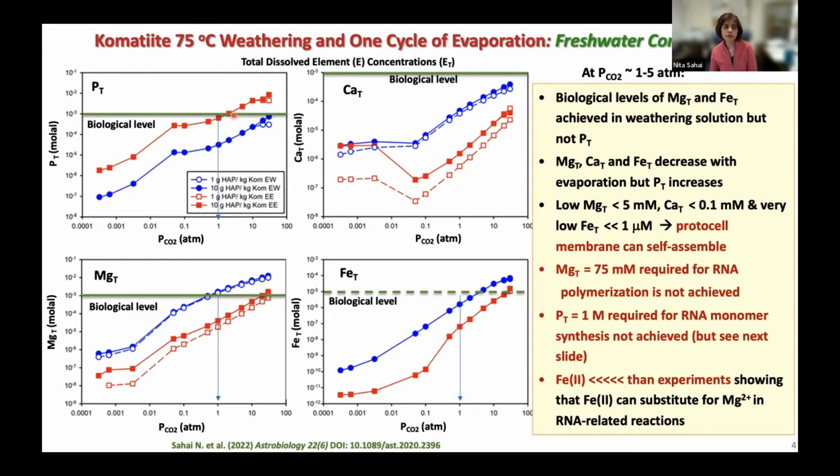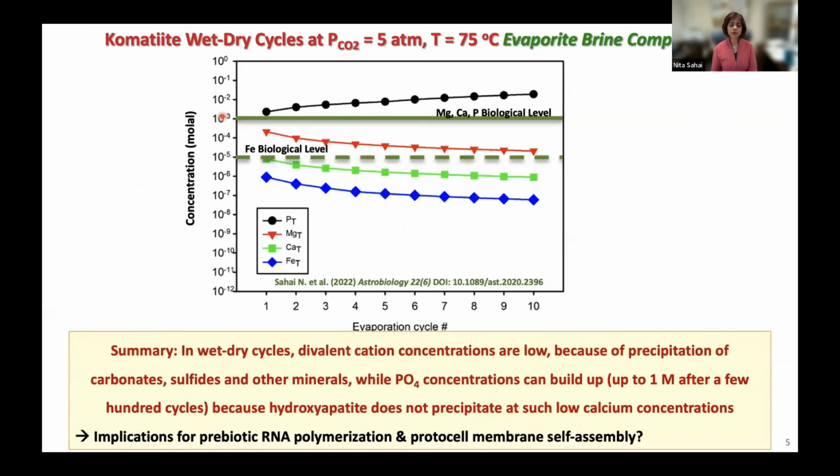The phosphate concentration is also fairly low, but it turns out that because you increase the concentration during precipitation, every time you do a wet-dry cycle, you can actually build up the phosphate concentration. As you can see over here, as you do numerous wet-dry cycles, after a couple of hundred cycles, you can build up the phosphate concentration to fairly high values, even up to about 100 millimolar to 1 molar, which might be important if you want to do the kind of nucleotide synthesis following Powner et al. So the take-home message is the atmosphere and the rocks around determine the relative availability of the ions and the minerals. And so what are the implications for prebiotic RNA polymerization and protocell membrane self-assembly?